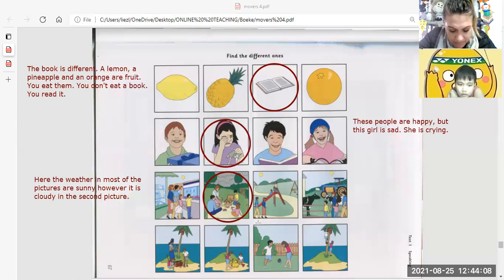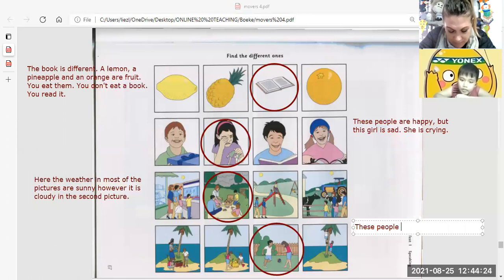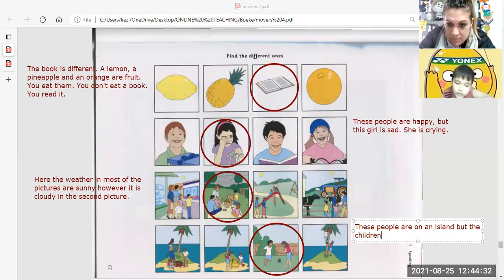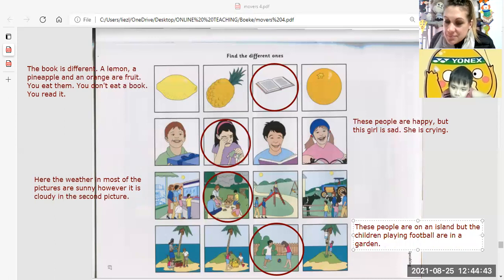In the second picture. There are two people playing. Football is different because these people exist. People are on the island, but the children playing football are in the garden.